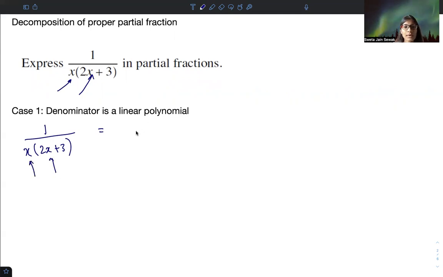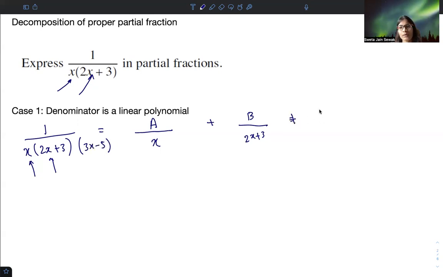as A over x plus B over 2x plus 3. We don't need a parenthesis. In case this had a third linear polynomial, let's say 3x minus 5, we would have included another one here, C over 3x minus 5. So as many linear polynomials as we have, we'll have that many partial fractions here.